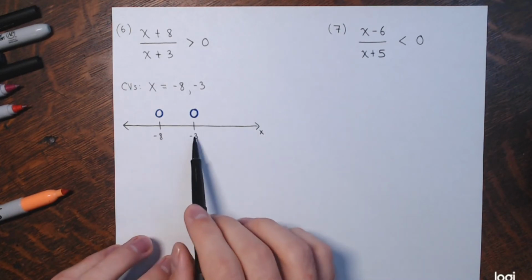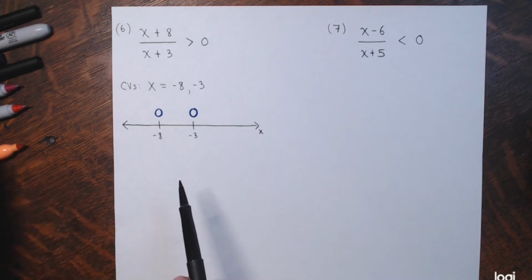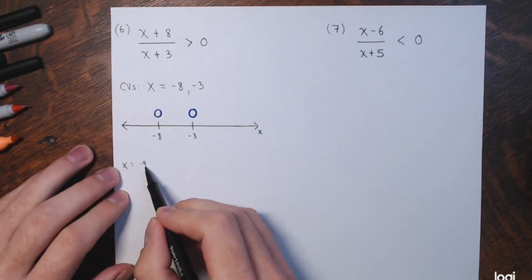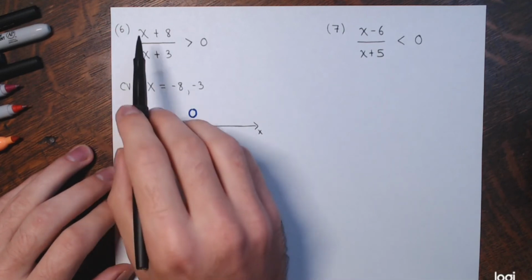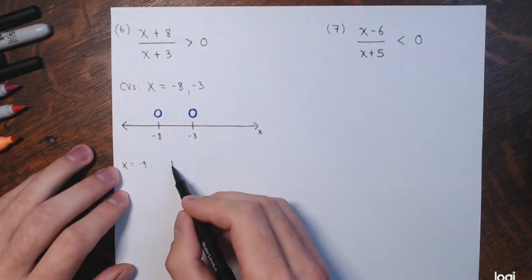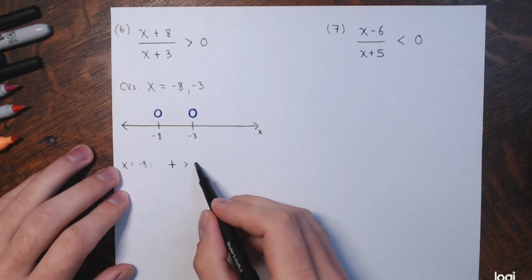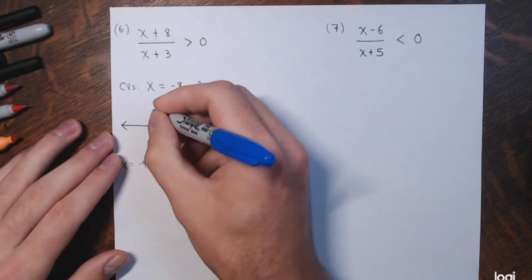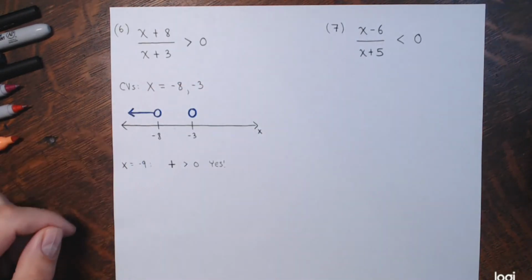Now these critical values break up the number line into 3 pieces, since there are only 2 critical values. And I'll start testing numbers. How about -9? That's to the left of -8. If I plug in -9, the numerator would be negative and the denominator would be negative. So you'd have a positive number on the left, negative divided by negative. And is that greater than 0? Absolutely. So this interval, numbers less than -8, are solutions, and I'll mark that off on my graph.